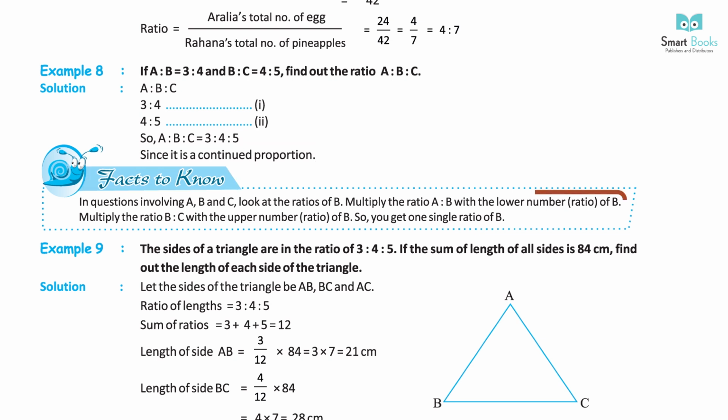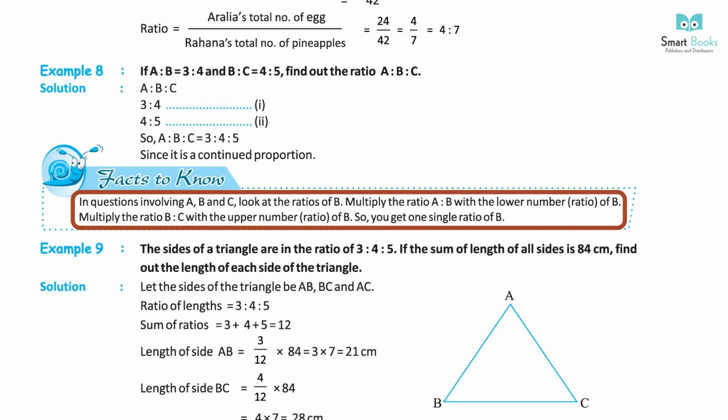Facts to know. In questions involving A, B and C, look at the ratios of B. Multiply the ratio A:B with the lower number of the ratio of B. Multiply the ratio B:C with the upper number of the ratio of B. So, you get one single ratio of B.